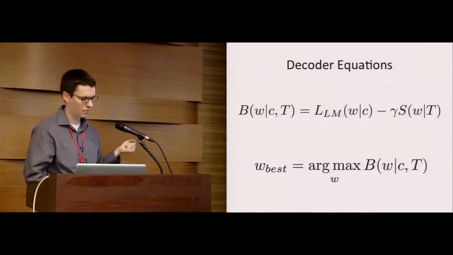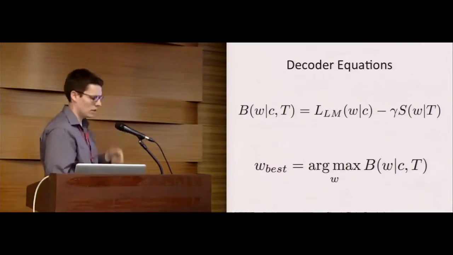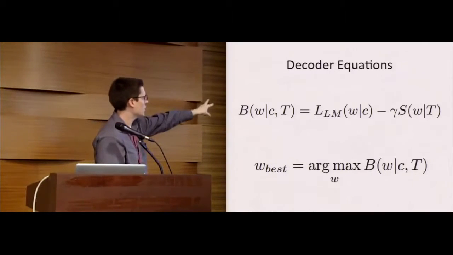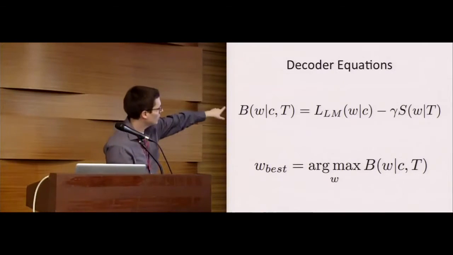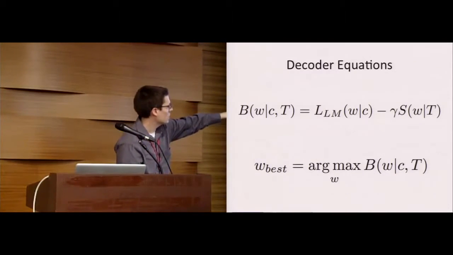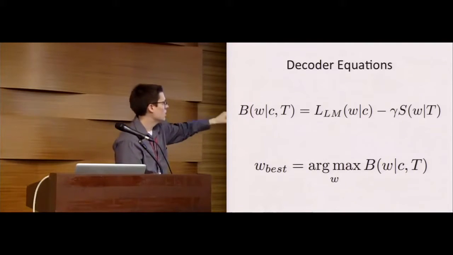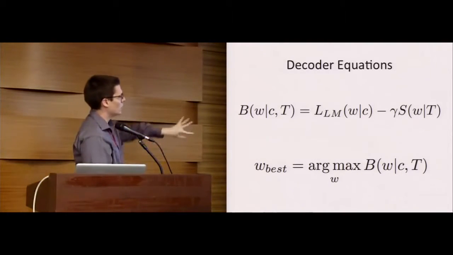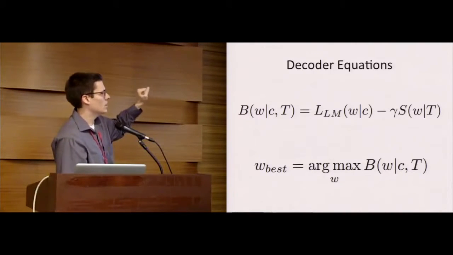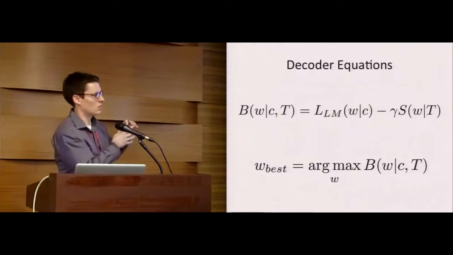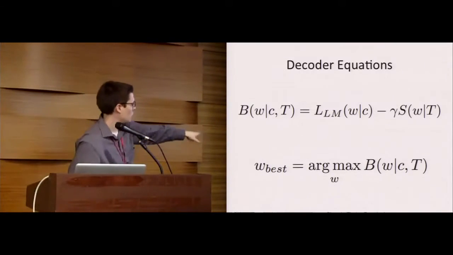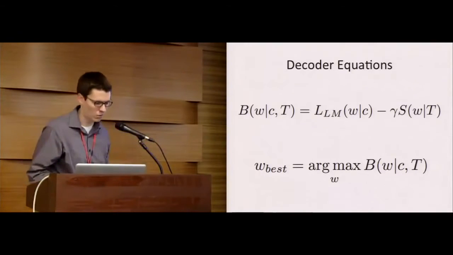Maybe it's wrong. Here's the math for those of you who are interested. Essentially, this B is the score of the word given the context and what you typed. L is the language model score. And then we subtract, using this gamma parameter, the spatial model score. We tuned that gamma on the dev set, but we did not make it specific to each user. It was performance across all the users. And then we just have to find the best scoring word, and that's what that bottom one means.